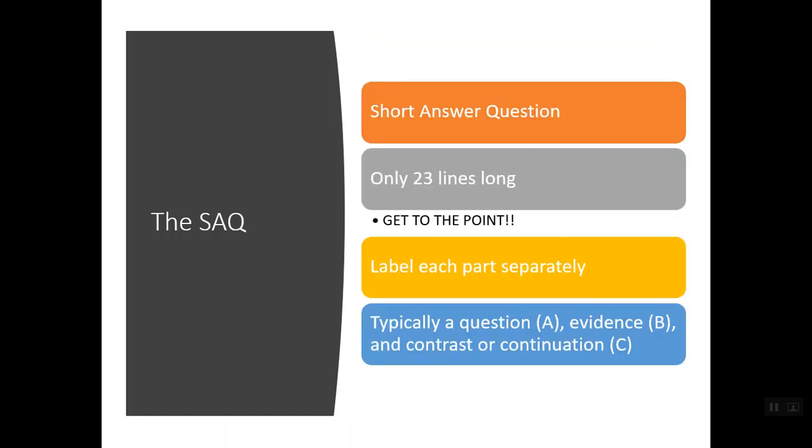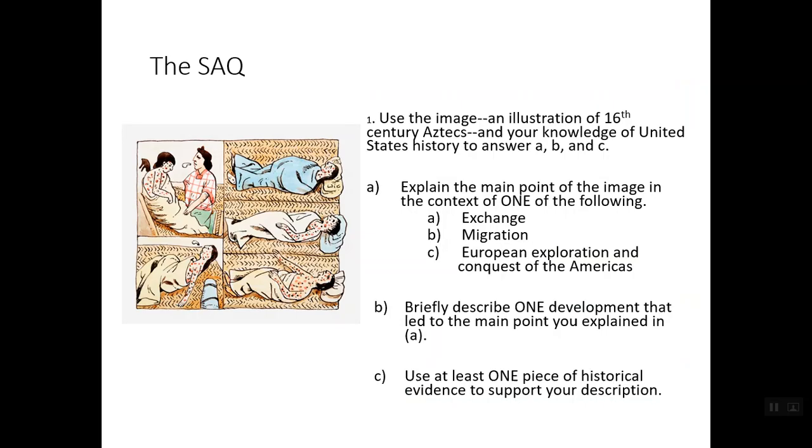So let's look at the essays. First, we have the short answer question. The short answer question is literally 23 lines. That's all they get. So they need to get to the point. They'll label each part separately, and all of the questions have A, B, and C.